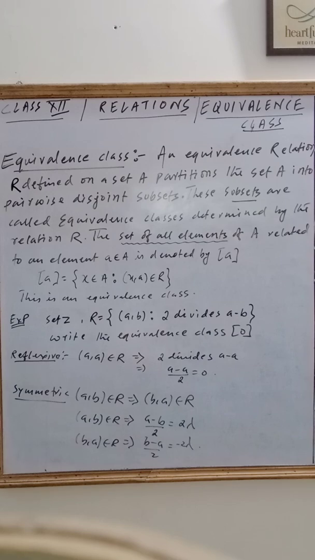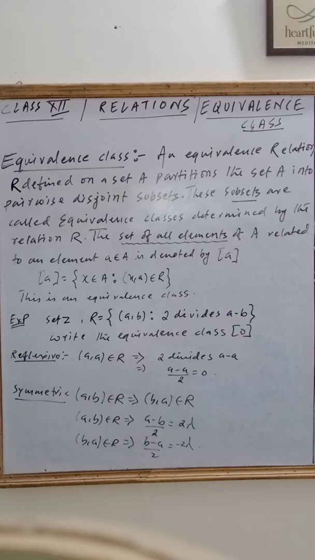Now how do we define it mathematically? [a] is equal to the set of x belonging to A, and as I told you, x belongs to A means we have to find the value of x from the set A, such that the ordered pair (x, a) belongs to R. Remember, this R is an equivalence relation. So this is called equivalence class.